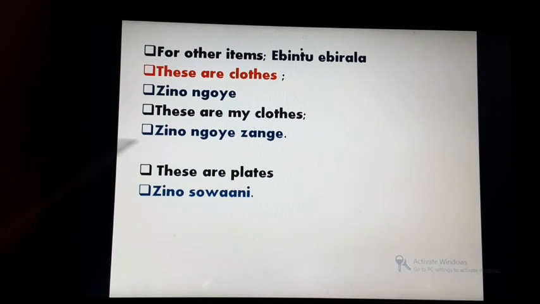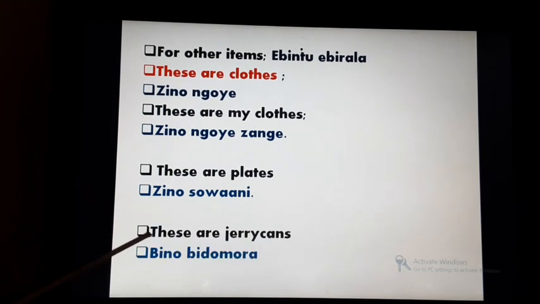The next one. These are plates. Plates in Luganda is sowani. So zino sowani. The next one. These are jerrycans. Bino bidomola. Remember we've said that for other items these can be used as zino or bino. So jerrycans we say bino bidomola.